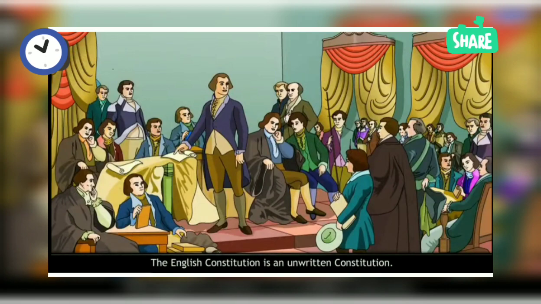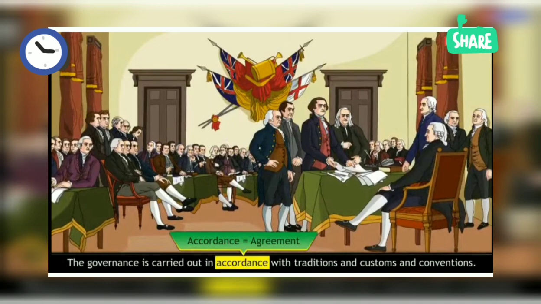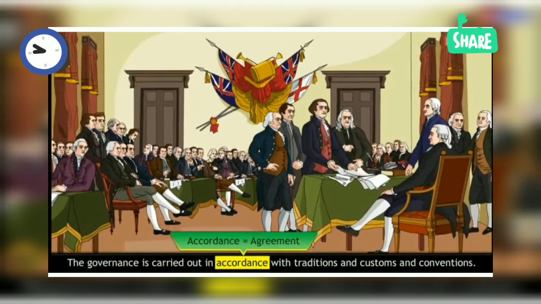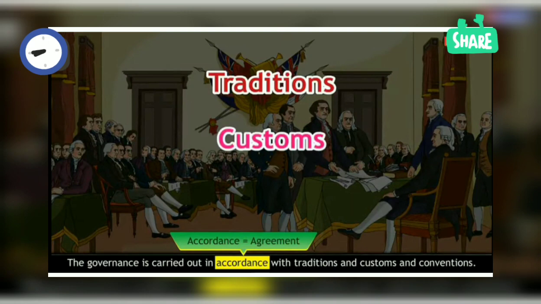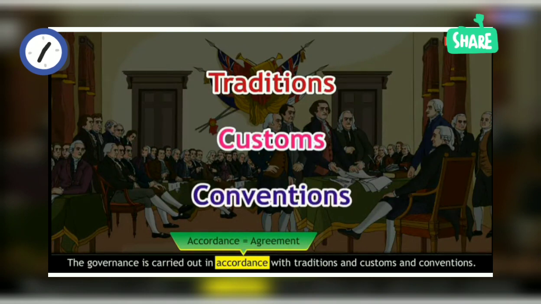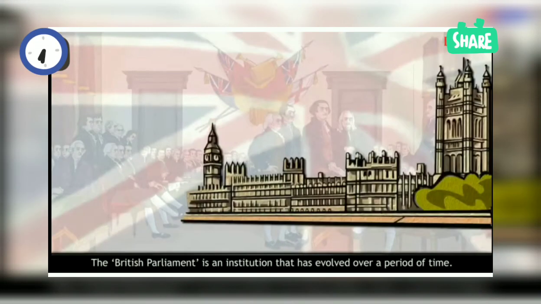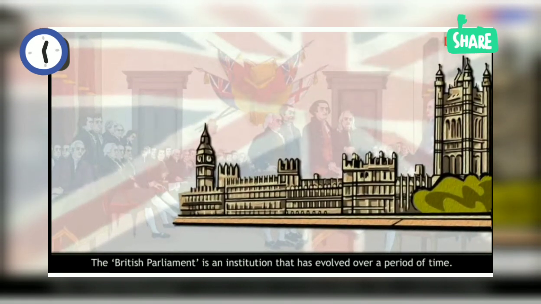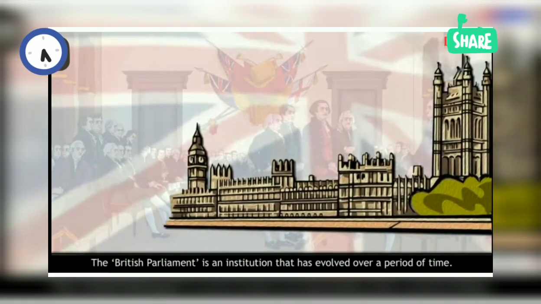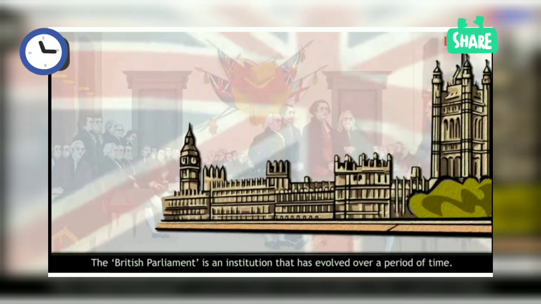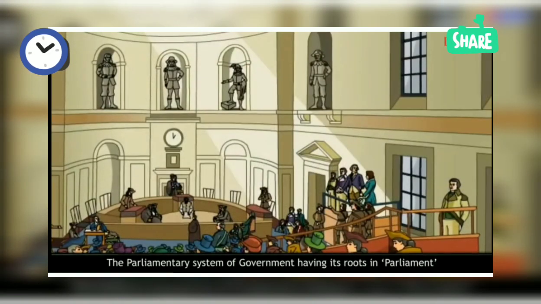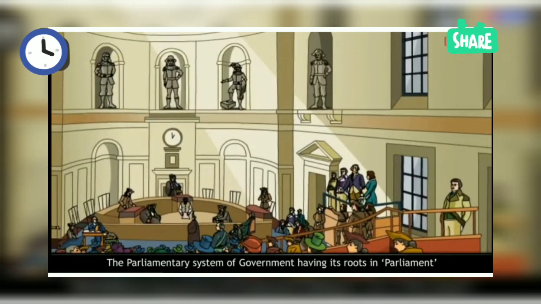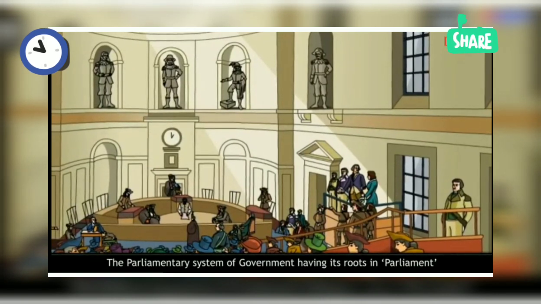is an unwritten constitution. The governance and working are carried out with their traditions and customs, that is rules and regulations. They have built the constitution as per their rules and regulations. The British Parliament is an institution that has evolved over a longer period of time. We all know that we were ruled by the British government for more than 200 years. So we are following the same constitution that was an unwritten constitution.